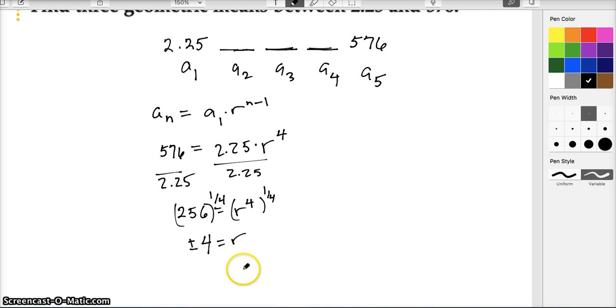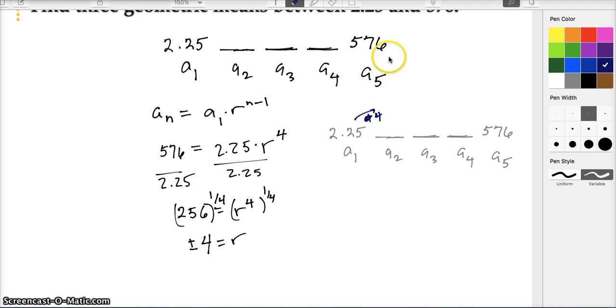And so now we've got two things that could happen here. We could be multiplying by a positive 4 over and over again. Let's see how that looks. So it's a positive 4. I'm going to fill in the blanks with a 9, and then 9 times 4 is going to be 36, and then 36 times 4 is going to give me 144.